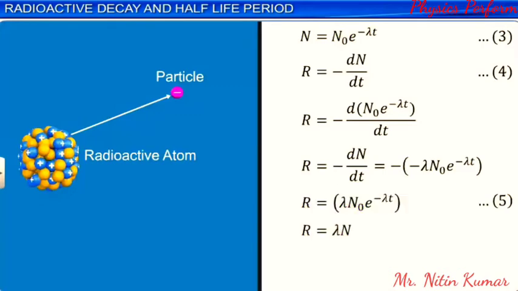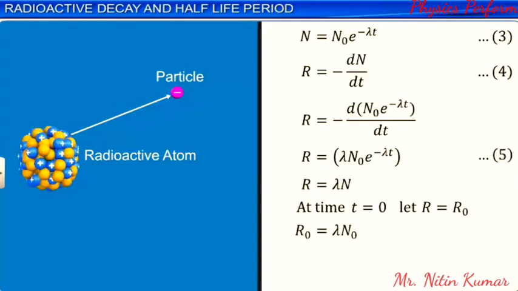Then, R naught can be written as R naught is equal to lambda into n naught. Substituting R naught in the place of lambda n naught in equation 5, we get R is equal to R naught e power minus lambda t. This is another form of the law of radioactive decay. Let this be equation 6.